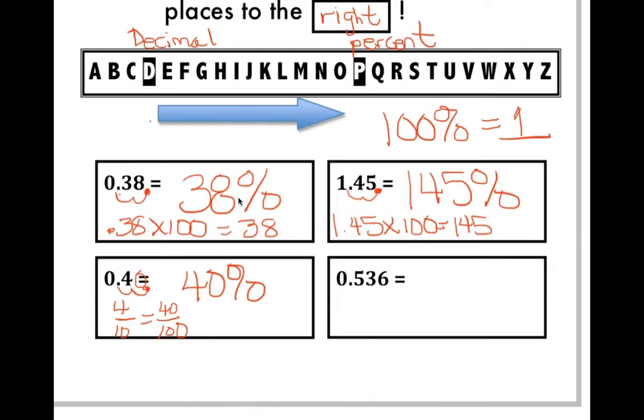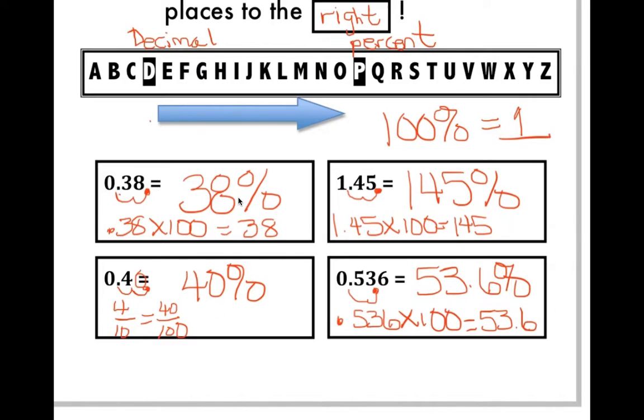And then let's look at this big one, 0.536. Move the decimal 2 places to the right. It's going to be between the 3 and the 6 now, so our percent is 53.6%, which would be the same thing as 0.536 times 100. But we don't have to do that.